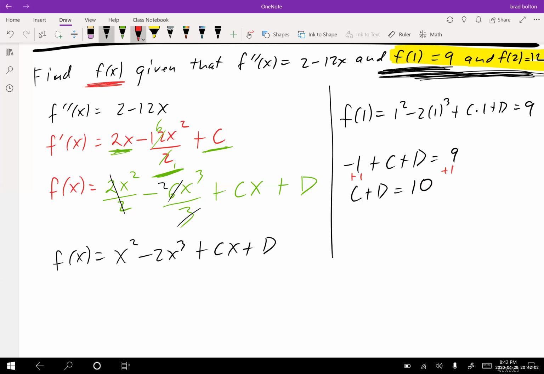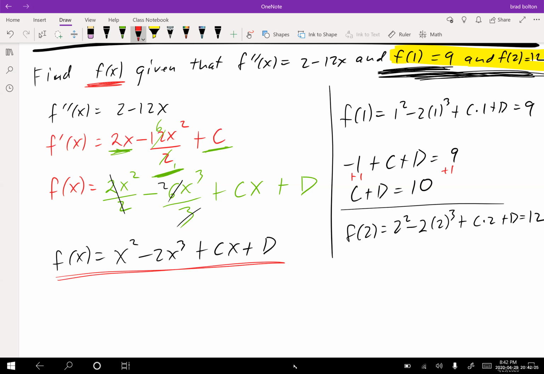Well, they gave us another initial condition because I don't know c and I don't know d yet. They said f of 2 equals 12. So I'm going to plug in 2 squared minus 2 times 2 cubed plus c times 2 plus d, and I know this has to equal 12. And again, for those of you that are concerned about where I'm getting all this from, I'm using my f of x, right over here on the left. I've now found f of x. I just haven't found the specific f of x. So this is what's helping me find the specific f of x.